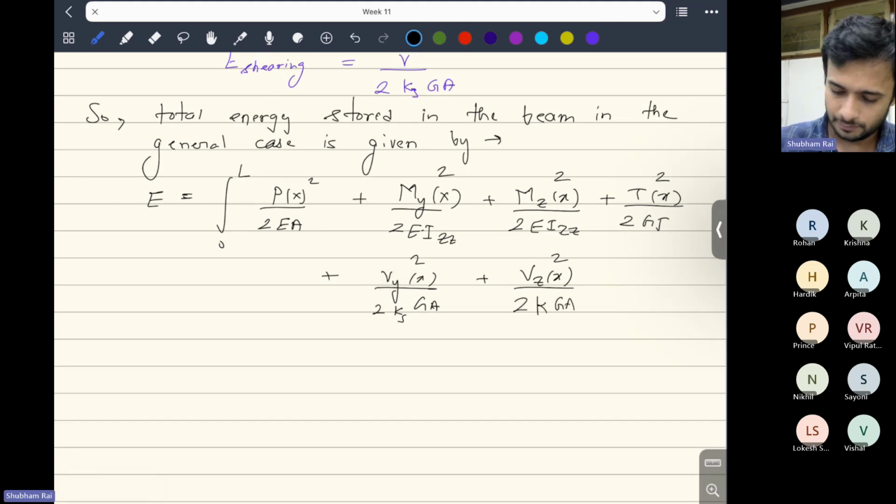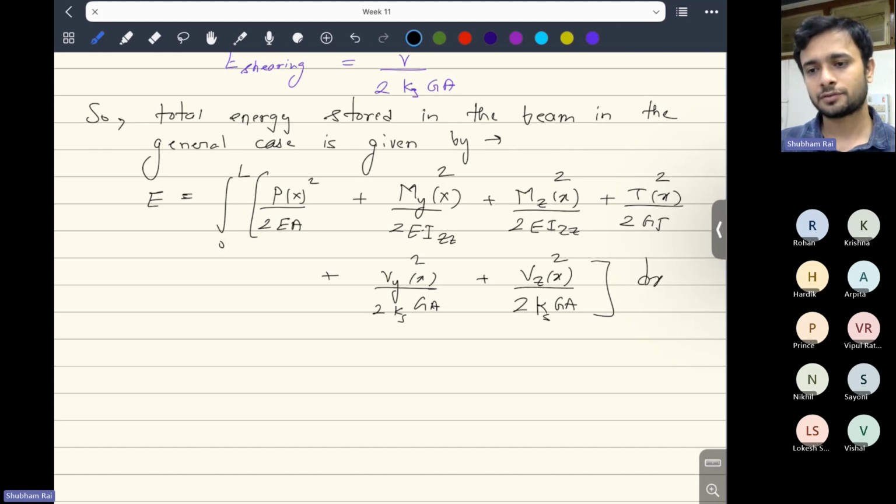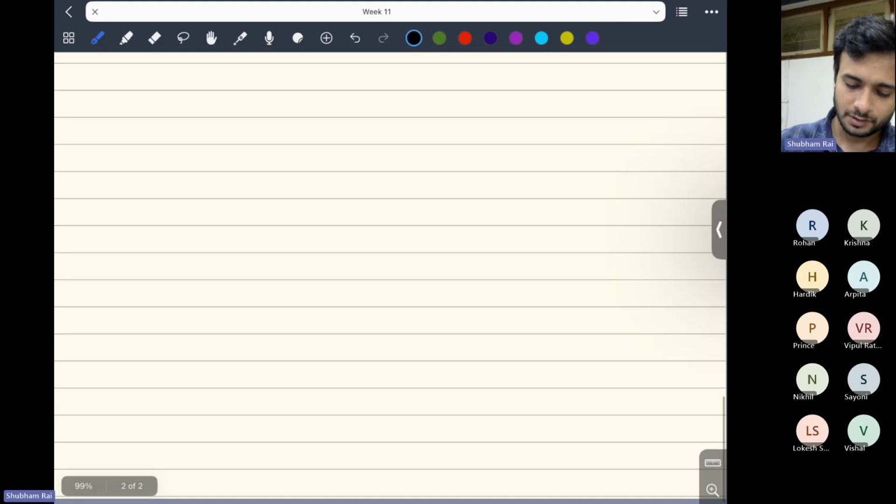2KGA, K is again the shear correction factor. And if you integrate along the length of the beam, you will get the total energy. Well, let's solve some problems. So let me just write.